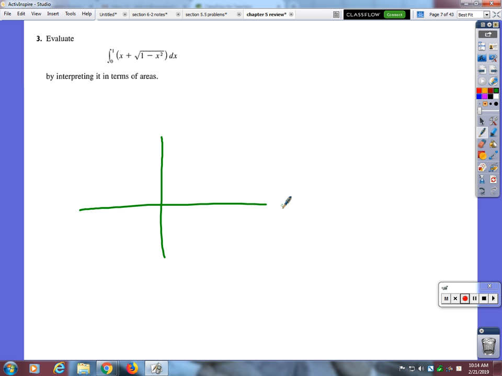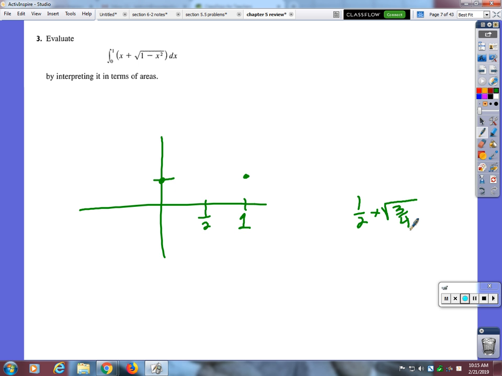So yeah, Payson says plug in points. If I plug in 0, I would get what? 1. Let's plug in 1 because it's from 0 to 1. If you plug in 1, what do you get? 1. But it's not 1, because if you plug in 1/2, what do you get? 1/2 plus the square root of 3/4. What does that work out to be? Ugly.